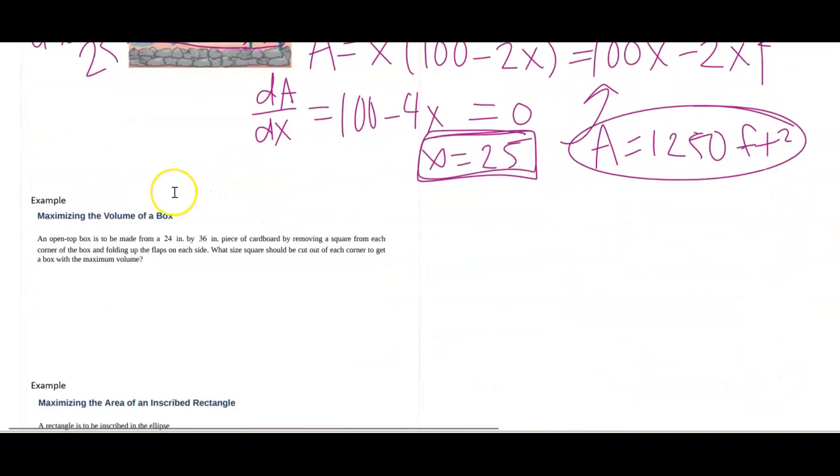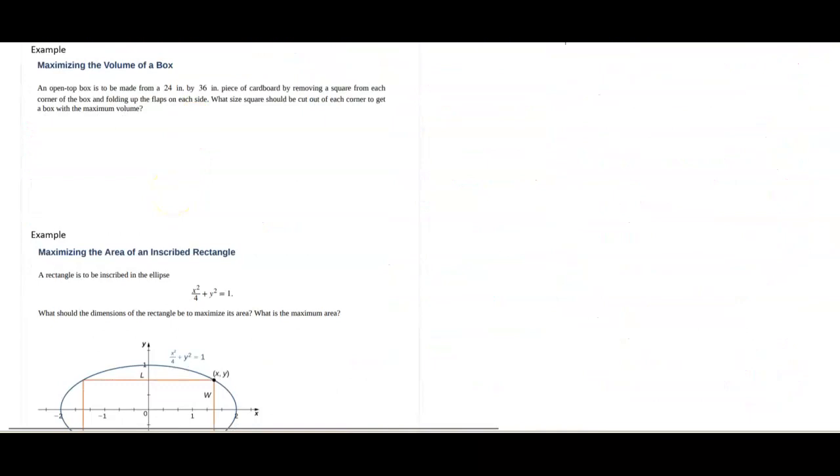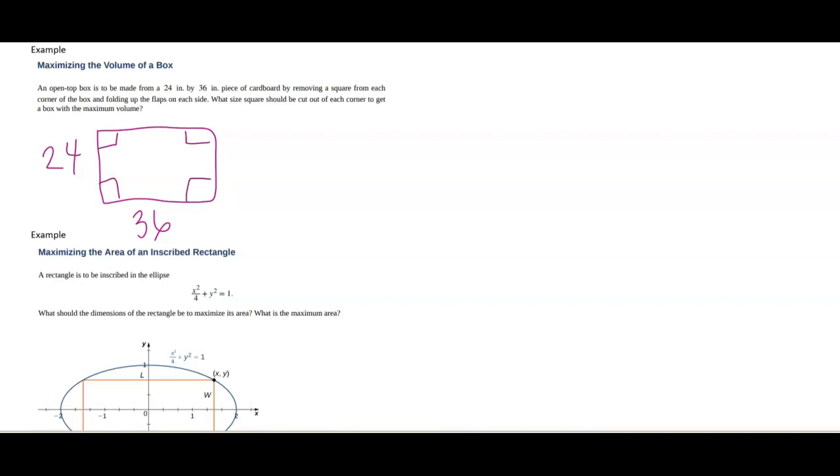All right, let's look at another example. This is a very typical example. So we're going to make an open top box from something that's 24 inches by 36 inches. So we have this piece of cardboard. It's 24 by 36. And we are going to remove a square from each corner and fold up the flaps.